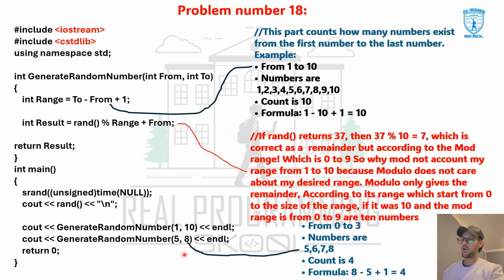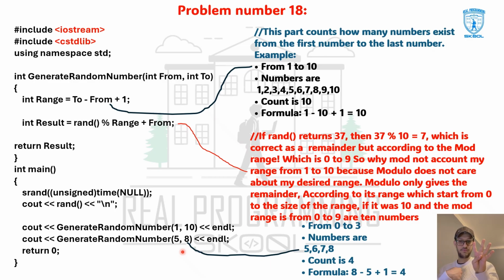How 6? Because our range starts from 5 and ends at 8, which means to have a random number within this range each time, we have to shift the modulo range from 0 to 3 to 5 to 8. Because as we said, modulo doesn't care about our desired range. Modulo only gives a remainder according to its range, which starts from 0 to the size of the range. The size of the second range is 4, and the modulo range starts from 0.